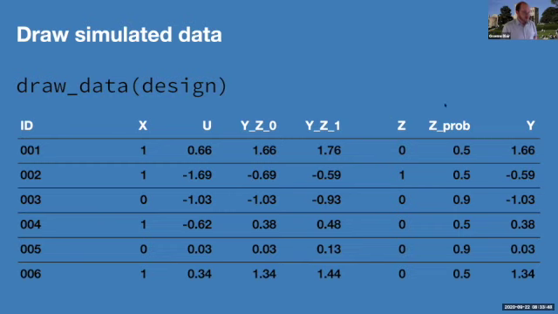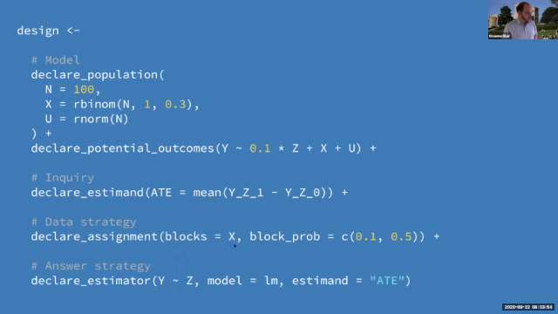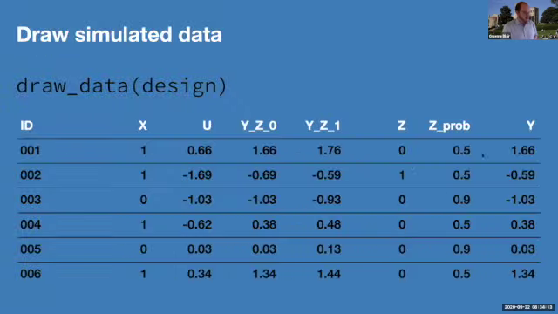We have the conditional probability of being assigned to that treatment condition. If you noticed here, we're using block random assignment, and we're setting the block probabilities to 0.1 and 0.5. That's the probability of being assigned to treatment in the two blocks. X is 0 and 1, so if you're in X equals 0, the probability of getting treatment is 0.1, and if X equals 1, it's 0.5. So that's the probability of being assigned to the treatment condition you were assigned, and then we reveal the outcome.